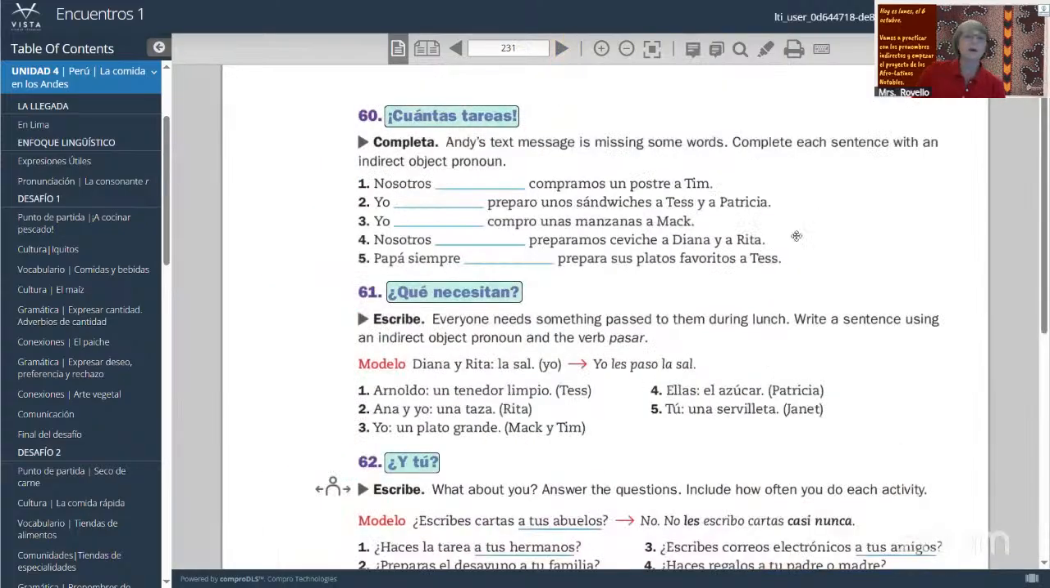All right. Some of these we're going to do from page 60. We're going to fill in the blanks together. And then on 61, I'm going to ask you guys to complete the sentence, and I'm going to assign each of you a sentence. We'll see how you do. All right, so let's come up here. Let me see if I can turn on my stuff. Okay, yeah, that'll work. So Andy's text message is missing some words. Complete each sentence with an indirect object pronoun. Okay, well, it's not going to work.